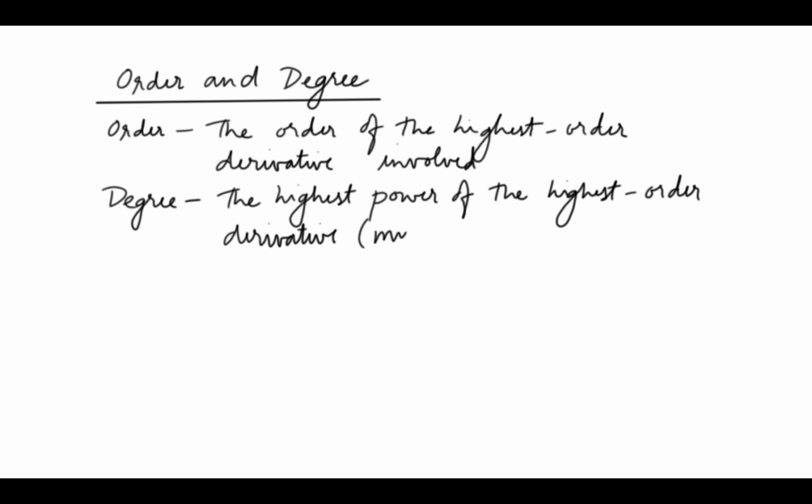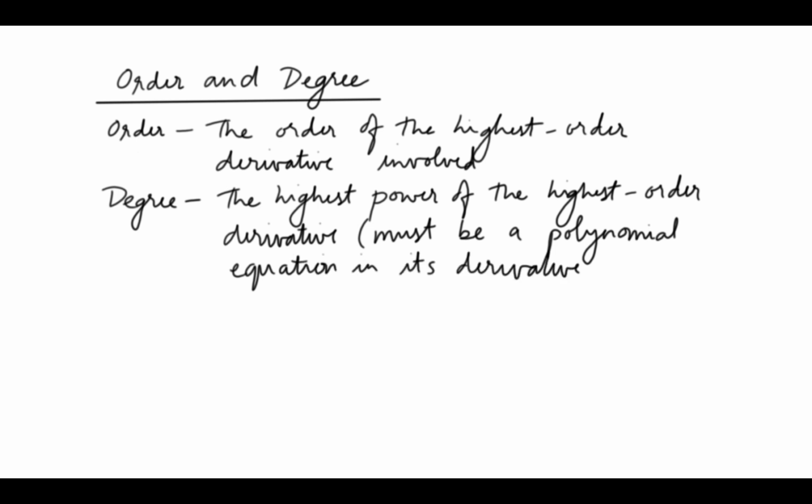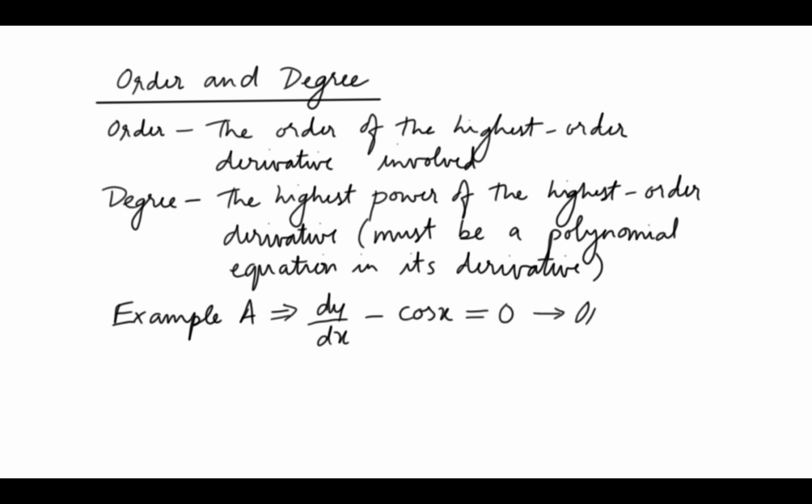example A is (dy by dx) minus cos x equals 0. So the highest derivative is a first derivative, so order is 1, and the exponent power is 1 of dy by dx, so the degree is also 1.